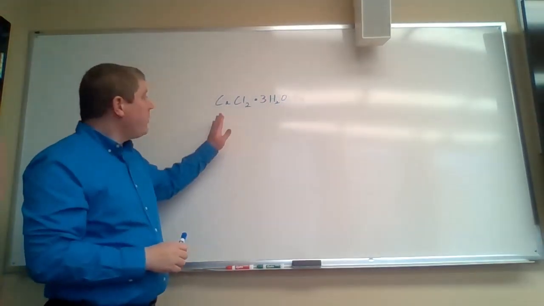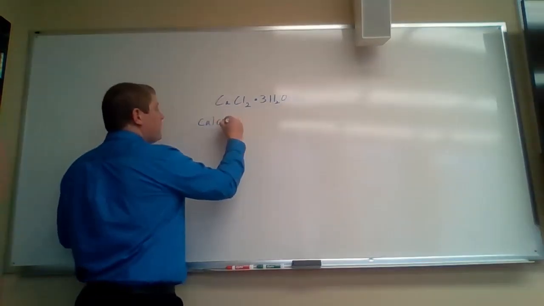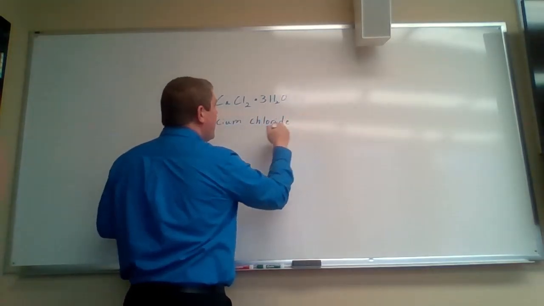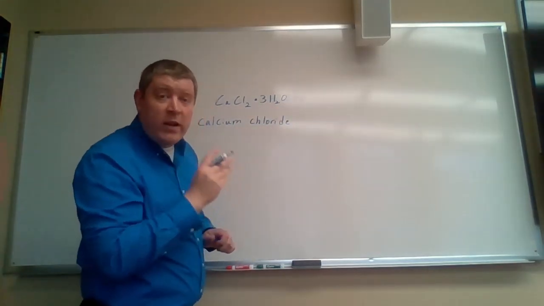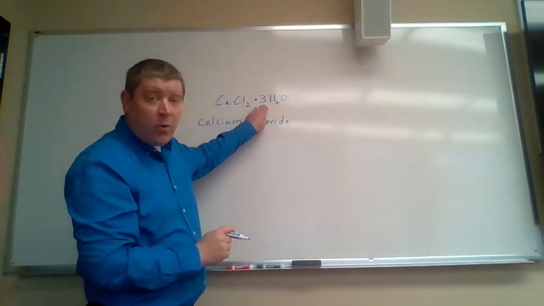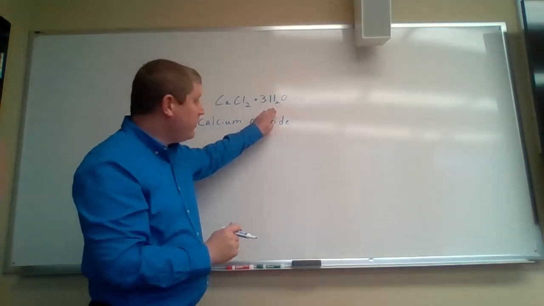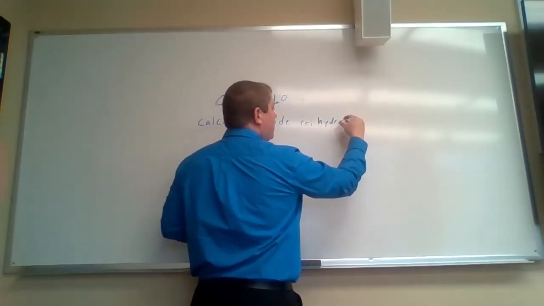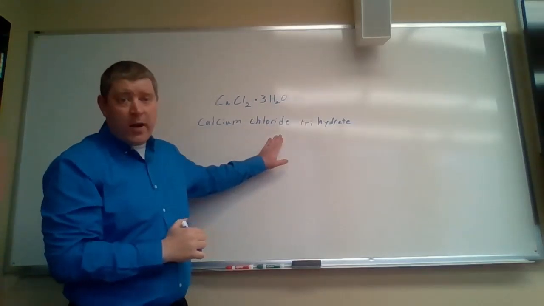In this case, we start by naming our compound, calcium chloride. And now we need to add the hydrate part to add that we have water, but we need to say how many waters. So we need to add this 3 in there. And so for this portion, we're going to use the prefixes like we do for other covalent compounds. And we're going to say trihydrate. So the full name of this would be calcium chloride trihydrate.